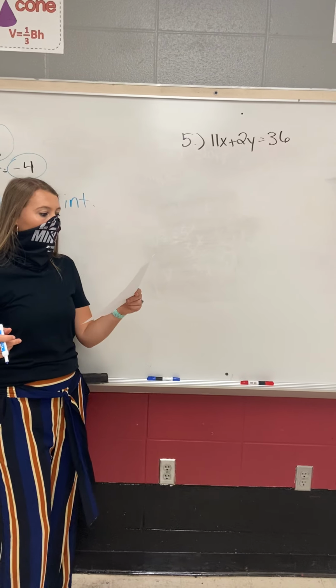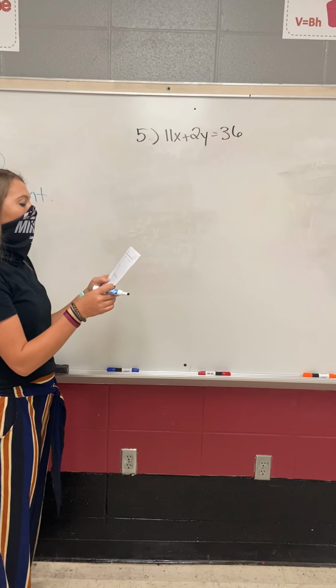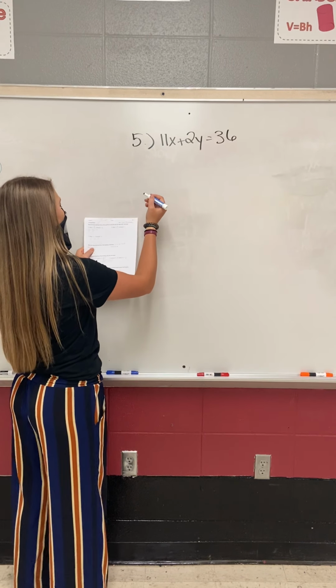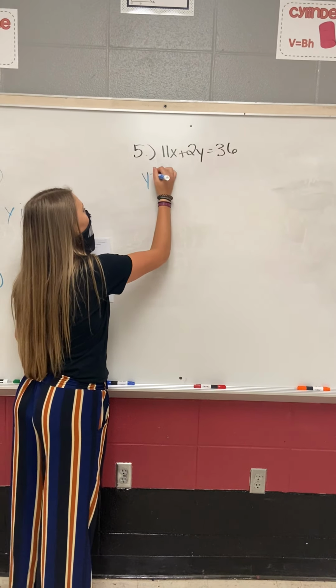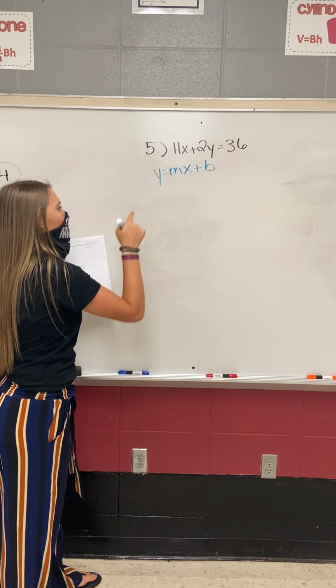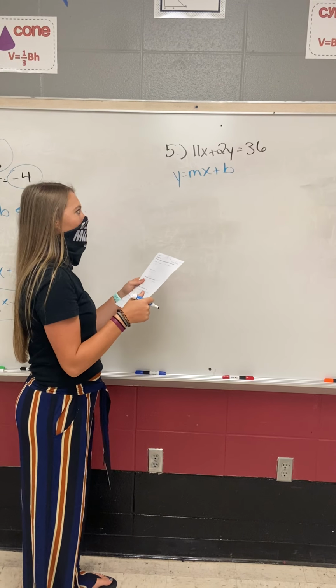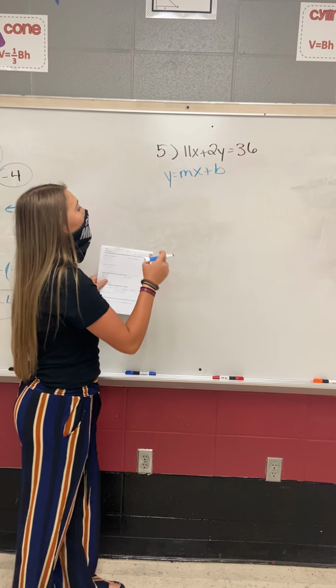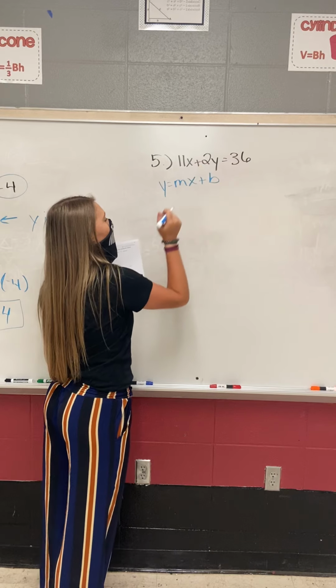All right, I did number 4 for you. So this is going to be number 5. Again, it asks you to write it in slope-intercept form. Slope-intercept form is y equals mx plus b. Again, m is our slope and b is our y-intercept. So we've got to get y by itself.